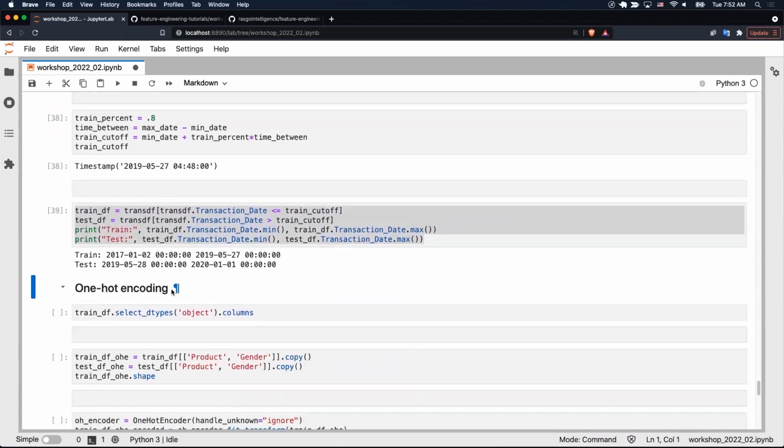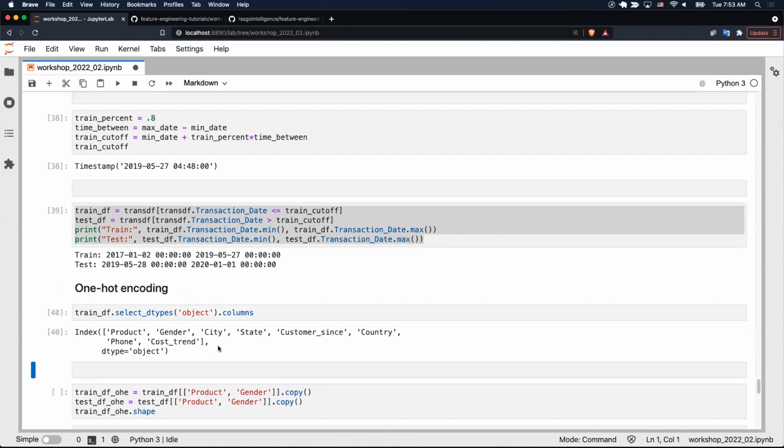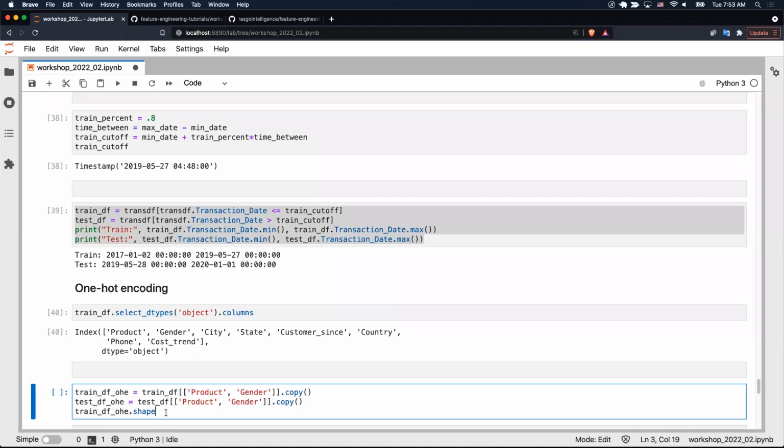Standard way. The thing you're taught very first when you've got categorical variables, one hot encode. So I have a number of features that I could pull in. Product only has 4 or 5 levels. Gender has only 2 levels in this data set. But city, state, all of these others have many, many levels. So let's one hot encode just product and gender.